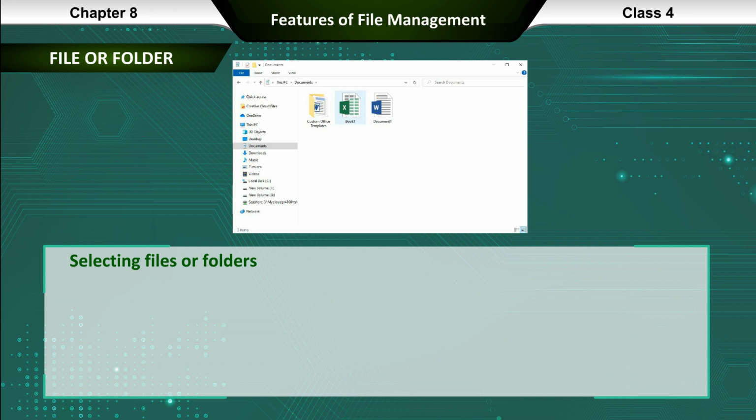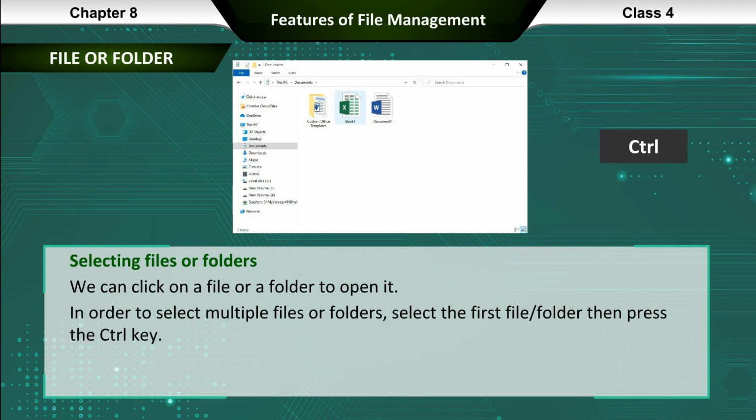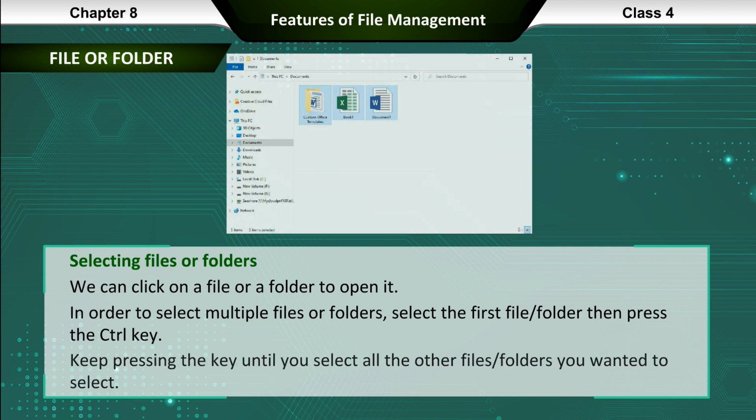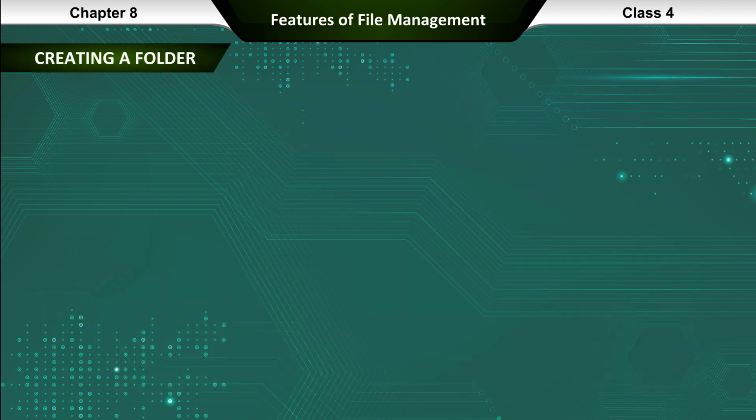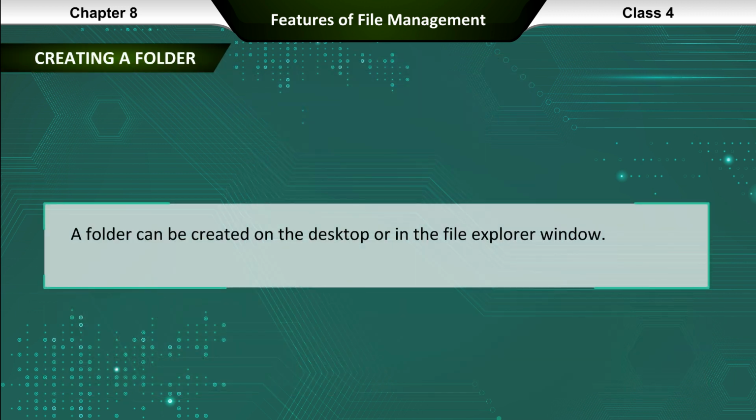Selecting files or folders. We can click on a file or a folder to open it. In order to select multiple files or folders, select the first file or folder, then press the Ctrl key. Keep pressing the key until you select all the other files or folders you wanted to select. Creating a folder. A folder can be created on the desktop or in the File Explorer window.